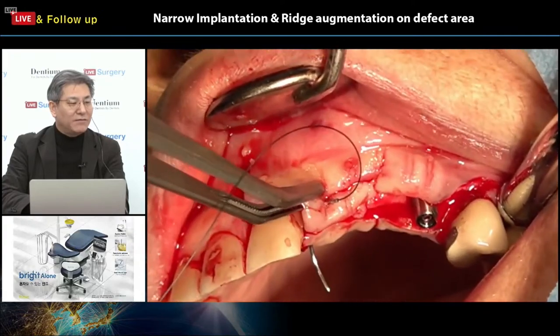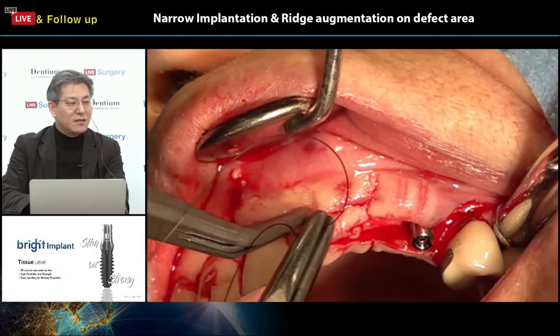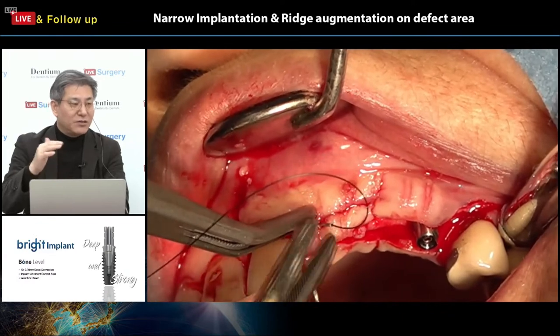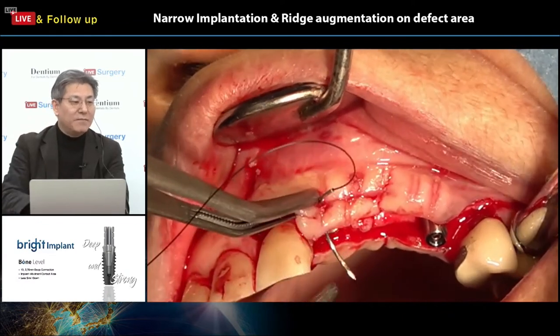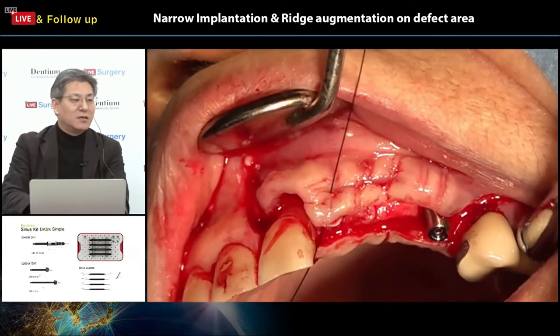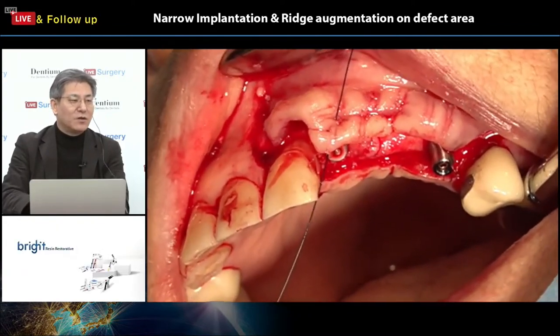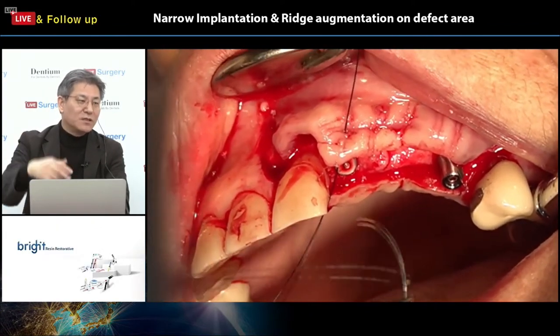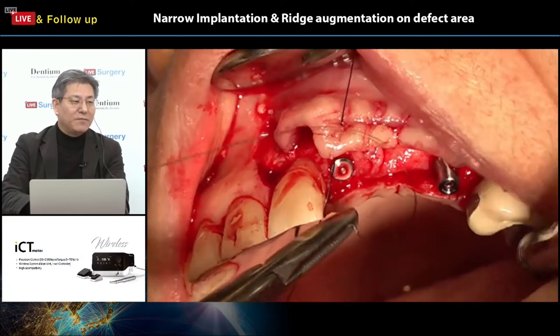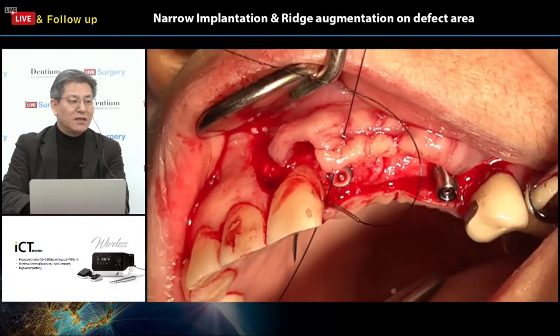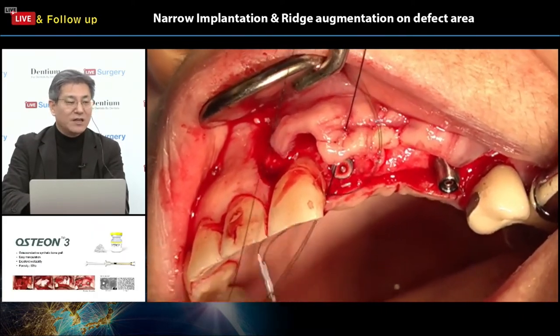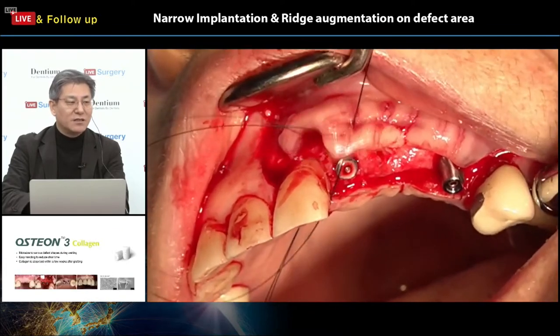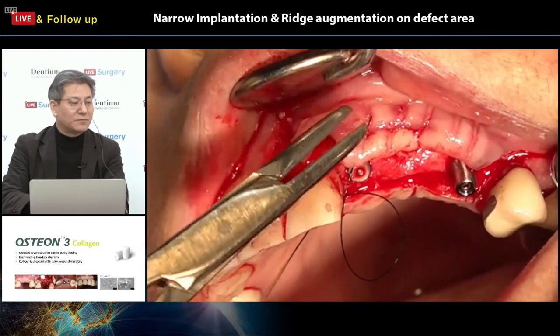Okay, after the releasing incision, the upper superficial layer of the flap is free from the periosteum, so it is easy to move the opposite side of the flap. So finally, these procedures, the periosteal releasing incision, gave us the primary closure.